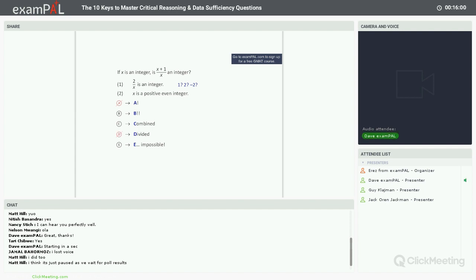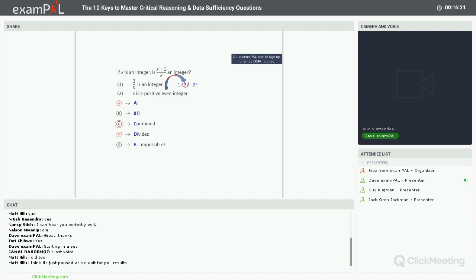So now let's look at statement number 2. X is a positive even integer. So we can immediately see that combining this with statement number 1 gives us the answer. If x is a positive even integer, the only one of these three, 1, 2, and minus 2, that fits that is number 2, meaning we have the answer.